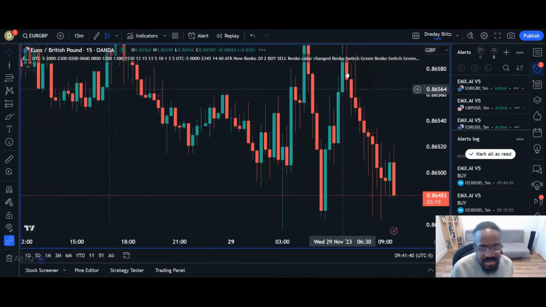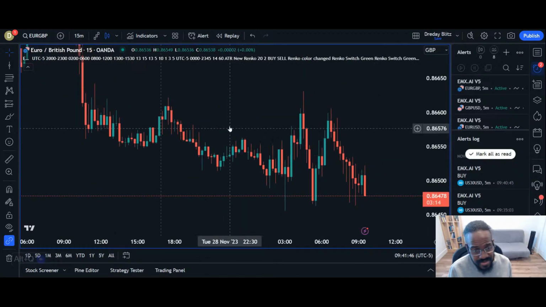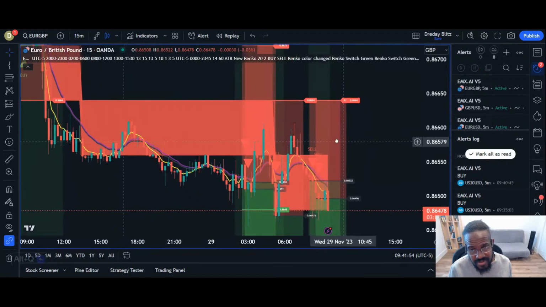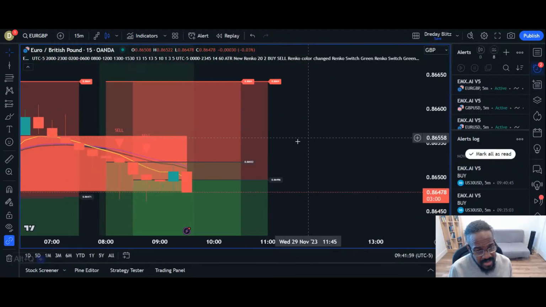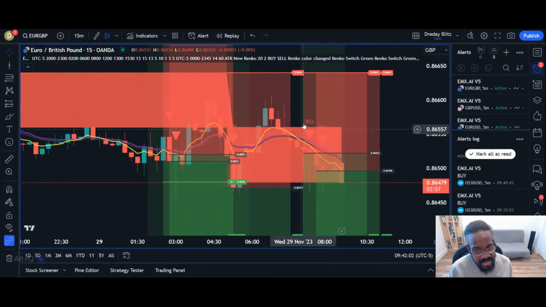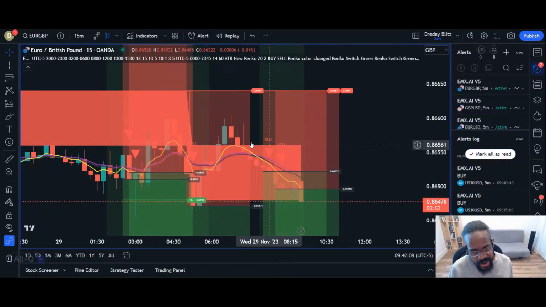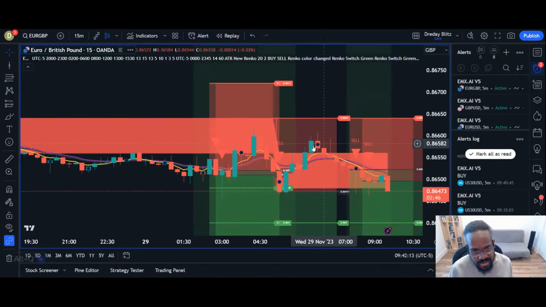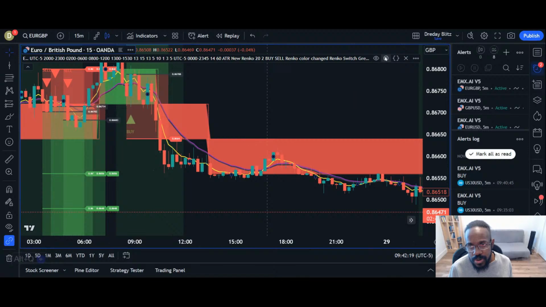Then you have EUR/GBP. I'm going to make sure that I change the time. There you go. So we had a sell here, still looking bearish. In regards to the Renkos, you could make an adjustment on them. Right now it's off of the 1 hour.